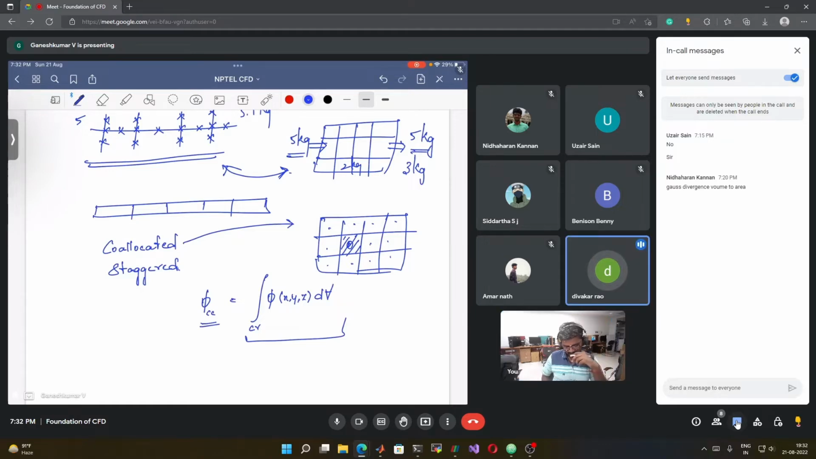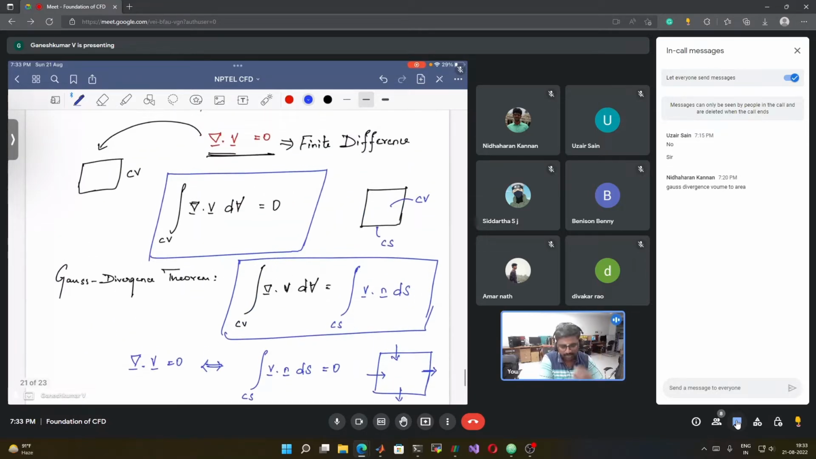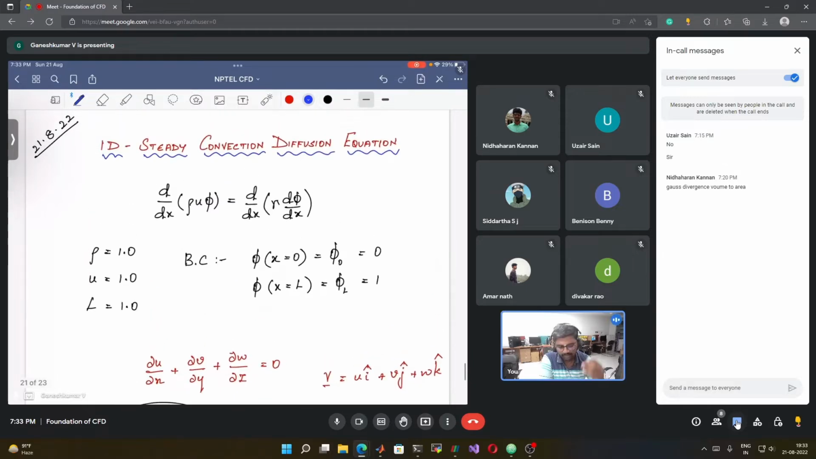Yes, Praveen. Yes, Ganesh. Thank you. Okay, so you will soon learn these collocated and staggered meshes in upcoming classes while solving the Navier-Stokes equations. The equations we studied till now are just simple equations, but with Navier-Stokes you have to be a little more cautious, because you need to solve four equations simultaneously: three for velocity and one for pressure.